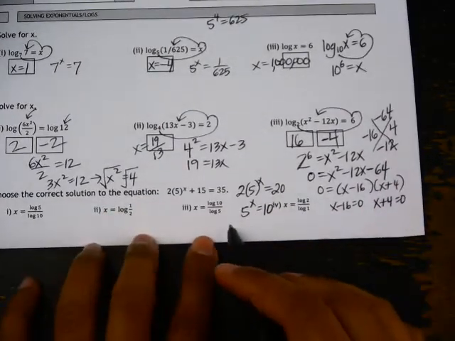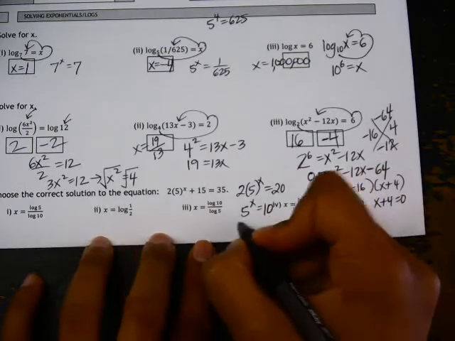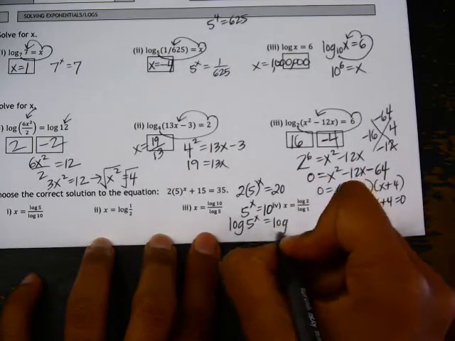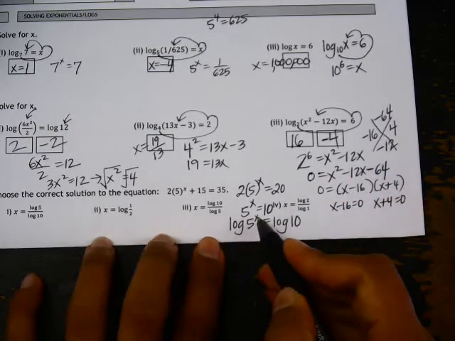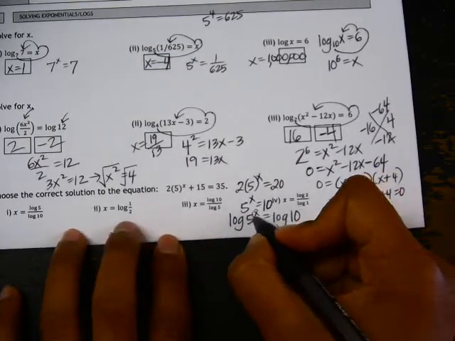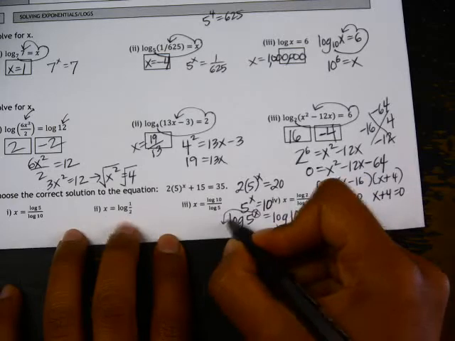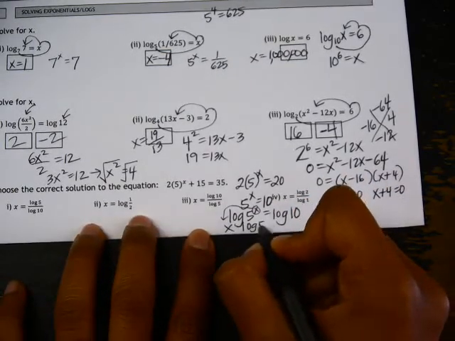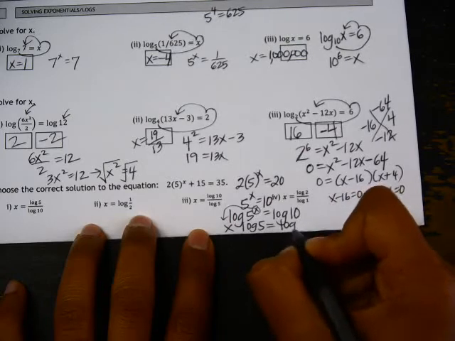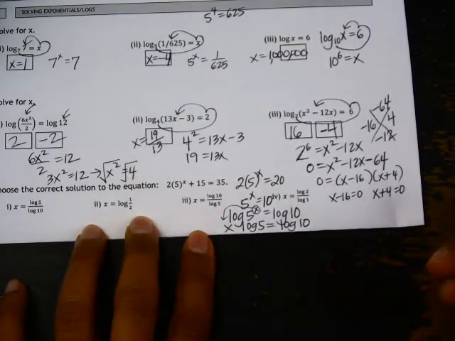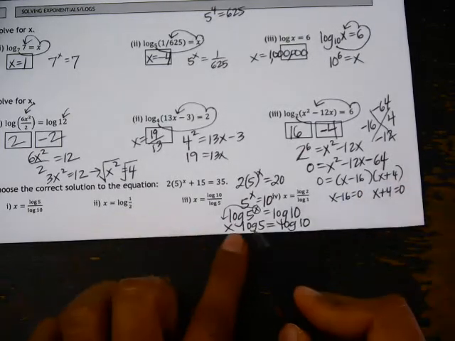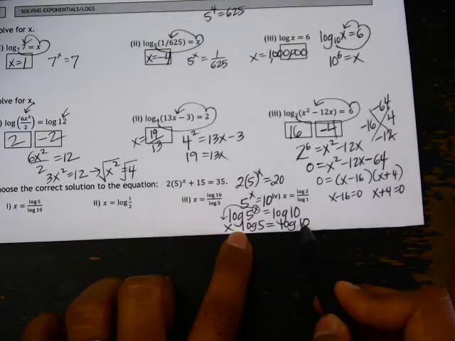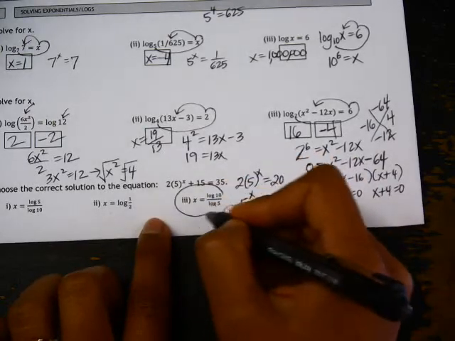So the power property of logs tells us that if I log both sides, then I'm able to move the exponent x to the front. So that would give me x multiplied by log 5 equals log 10. So if I'm solving for x, I would have to divide both sides by log 5, so it would be log 10 divided by log 5, which is answer number 3.